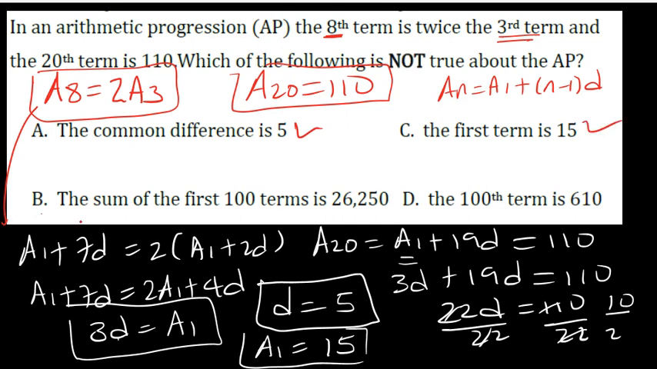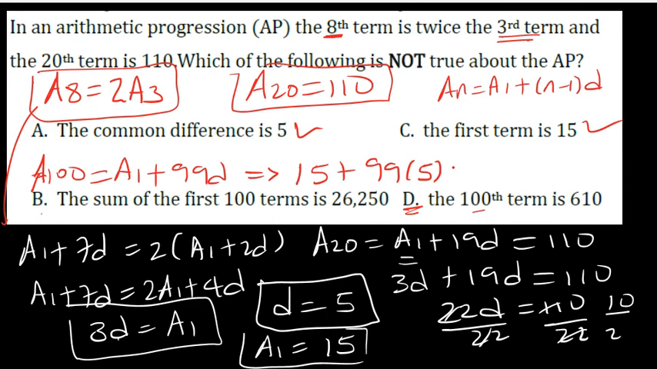So which one is better to do? I think the d is easier, because finding the 100 sum is a long formula. It's better to find the 100th term. a100 is the same as a1 plus 99d, where a1 we got already: 15 plus 99 times 5. Let's multiply: 5 times 9 will be 45, and 5 times 9 again 45, and 4 is 49.